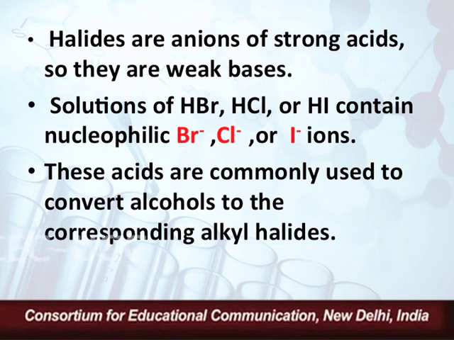Halides are anions of strong acids, so they are weak bases. Solutions of HBr, HI or HCl contain nucleophilic bromide, iodide or chloride ions in solution. These acids are commonly used to convert alcohols to corresponding alkyl halides since the nucleophiles are weakly basic and would not undergo protonation under acidic conditions.